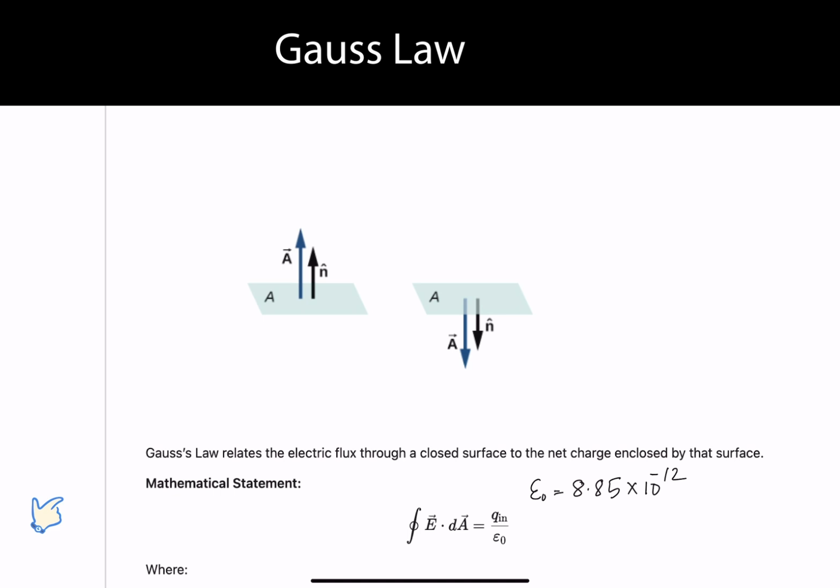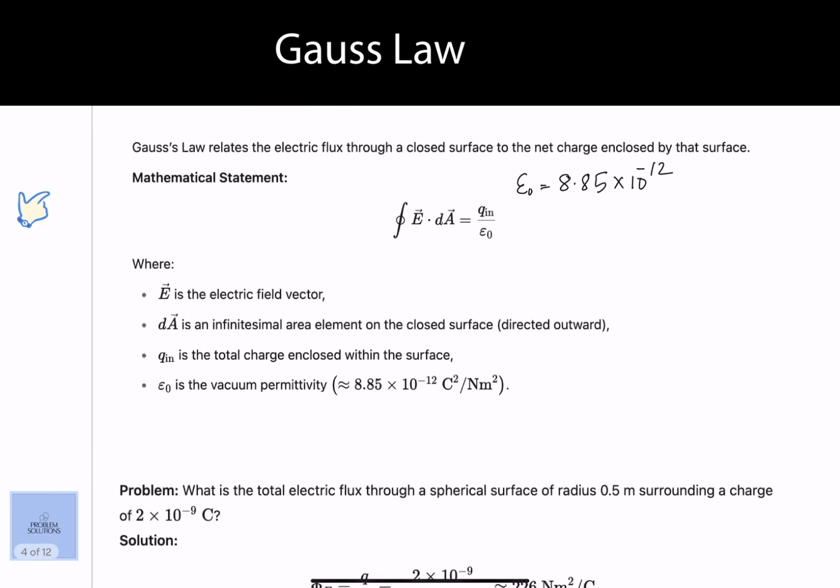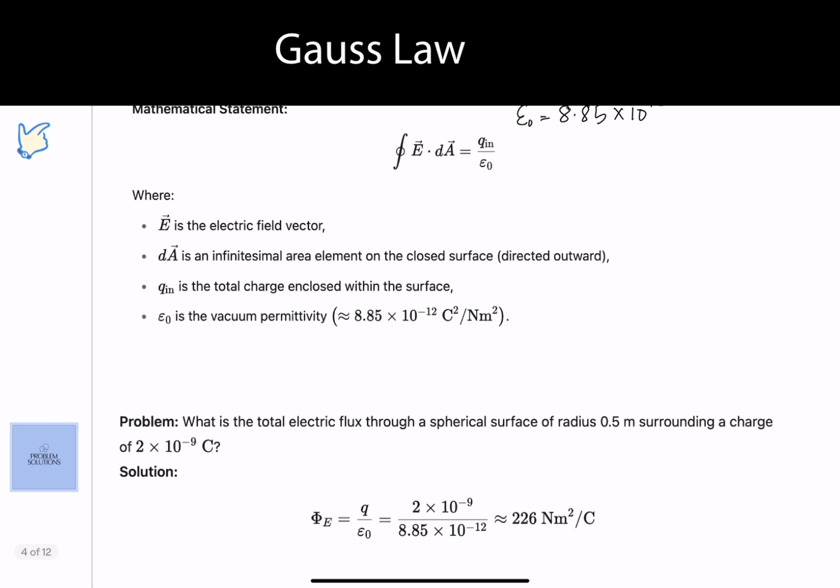Now, there are several conditions for using Gauss's law. Before we get to that, look at this question. What is the electric flux through a spherical surface of radius 0.5 meter surrounding a charge of 2 times 10 to the negative 9 coulomb? You're given the radius, you're given the charge.